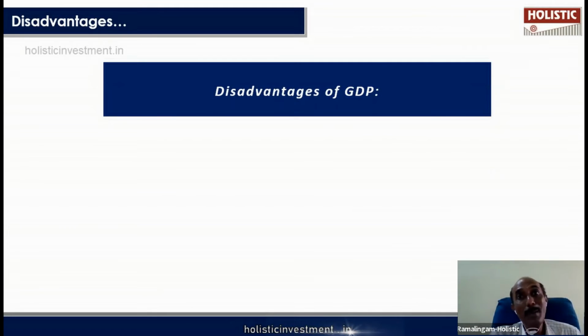Based on GDP, there are many things which we decide. So if the GDP number is growing, we may think the health of the economy is good. If the GDP number is going down, we may think the health of the country is not good. The GDP is one of the important indicators to decide the outlook of the long-term stock market performance. So when we take a decision based on GDP, we have to understand what all the disadvantages are.